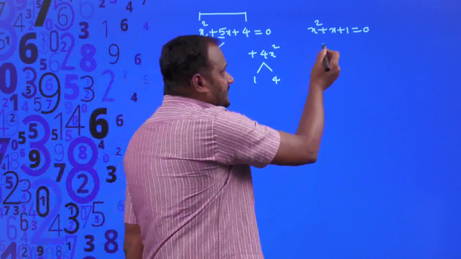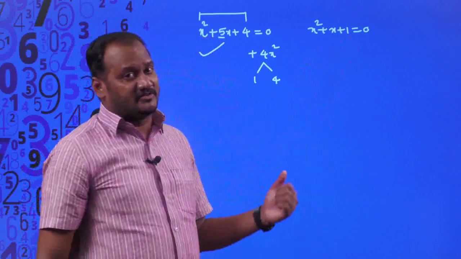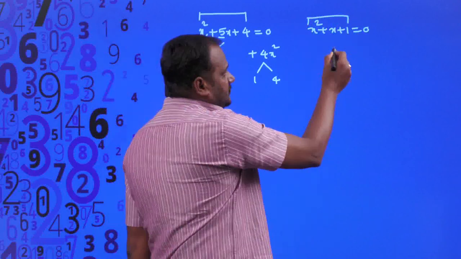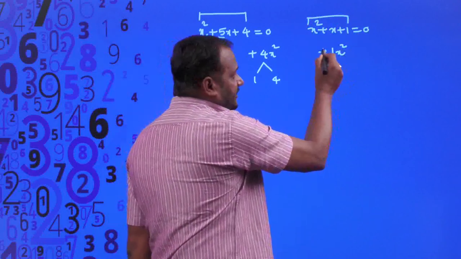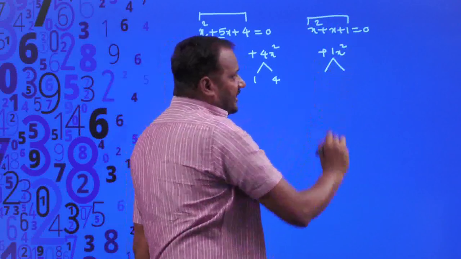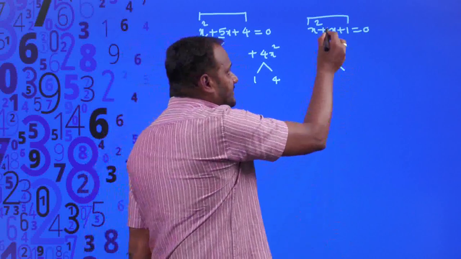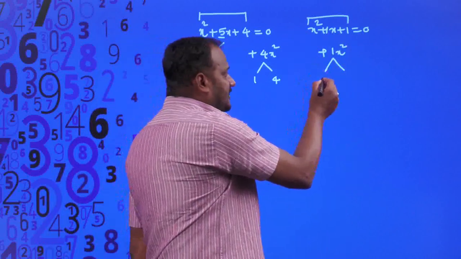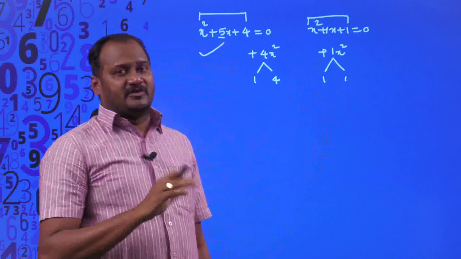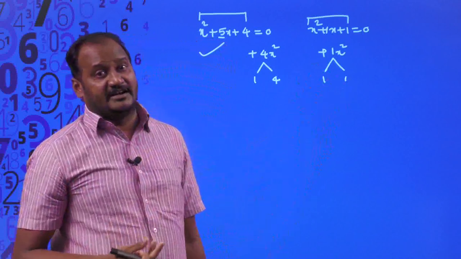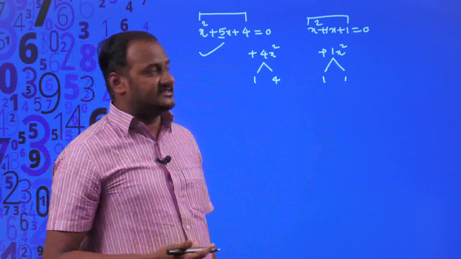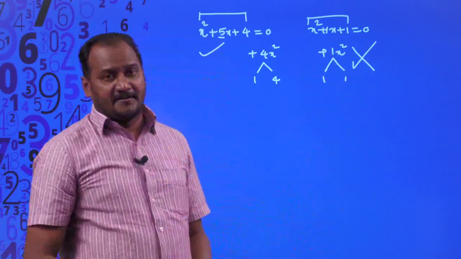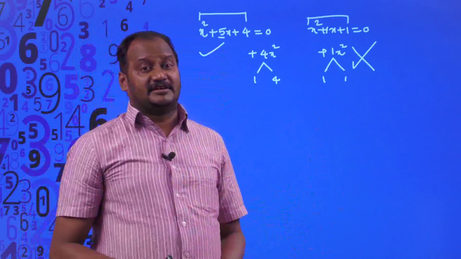Whereas, x square plus x plus 1 is equal to 0. This is one of the quadratic equations. Now, when you multiply x square and 1, that is going to be 1x square or x square. And now, when you factorize this 1, you should get the sum of the factors also equal to 1. The only factors for 1 are 1 and 1. But when you add 1 and 1, you will get 2, but you cannot get 1. So it means that it is not possible to factorize this kind of quadratic equation by the splitting middle term method or factorization method.